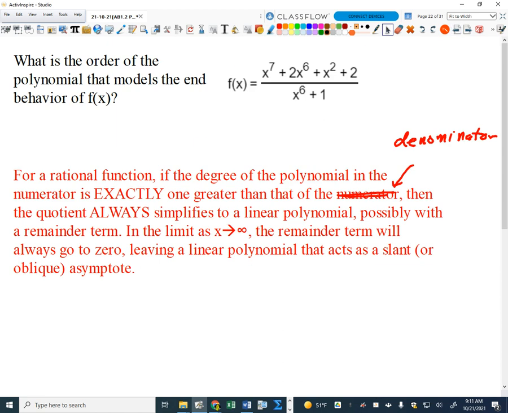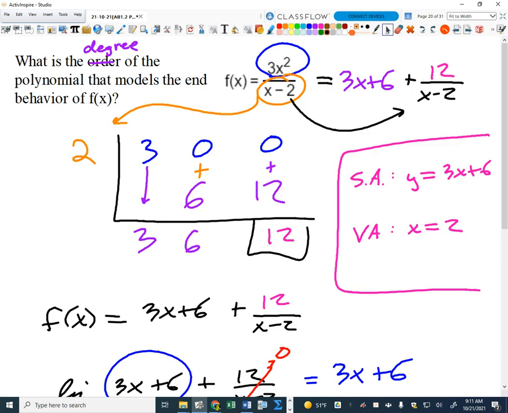exactly 1, then you know that when I divide this out, I'm going to get a linear polynomial plus some remainder term. And we looked at a couple examples of that. There was one where, using synthetic division, we got 3x plus 6 plus this remainder term, 12 over x minus 2.